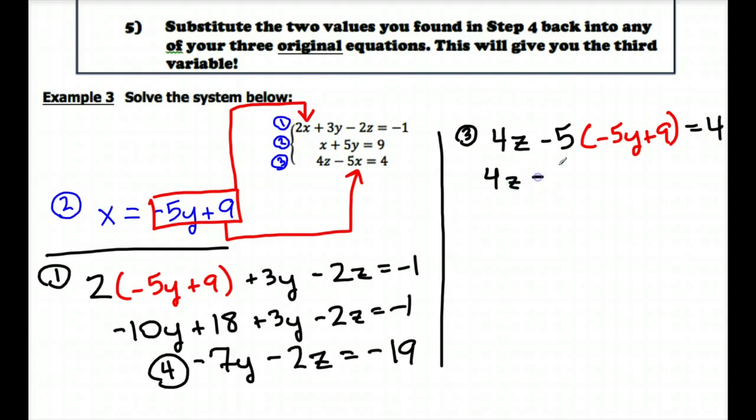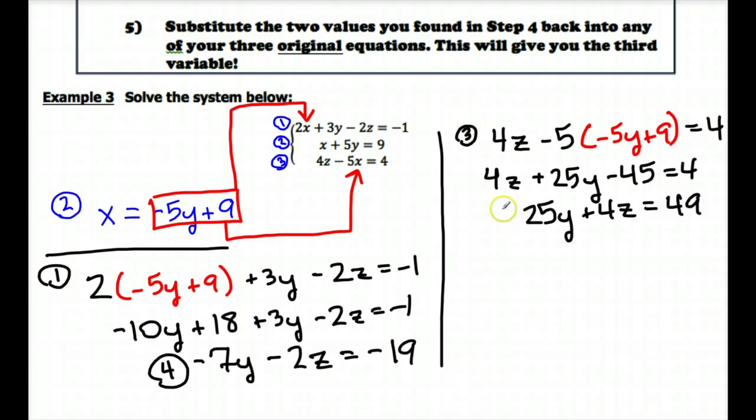So I get 4z plus 25y minus 45 equals 4. I'm going to reorder my variables so the y comes first, I have 25y plus 4z now, and when I add 45 to both sides, I get 49, and so this is going to be equation number 5.